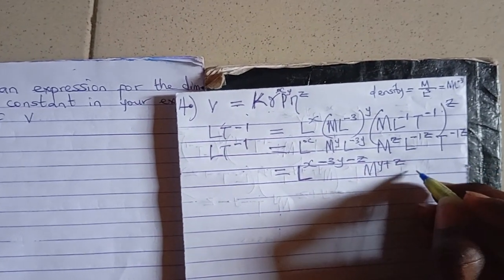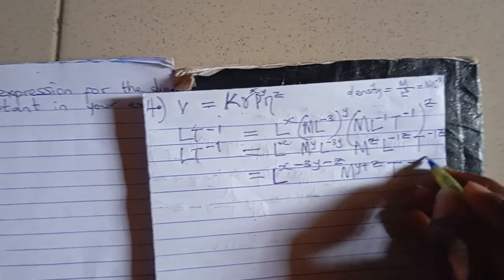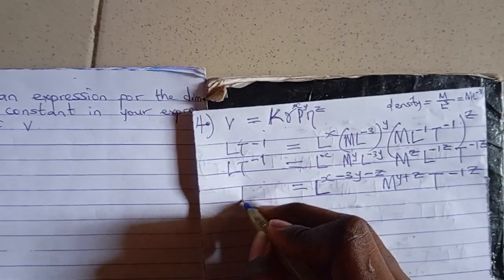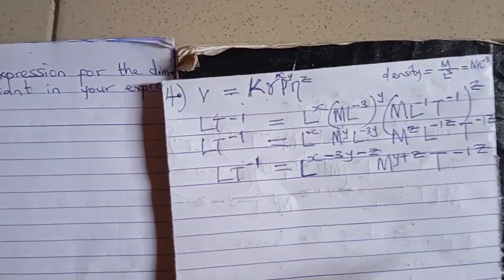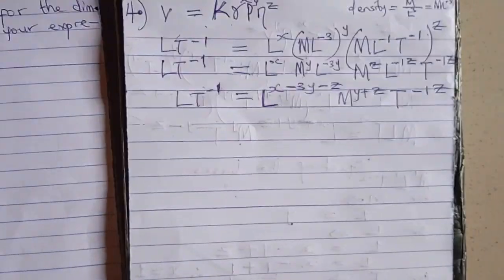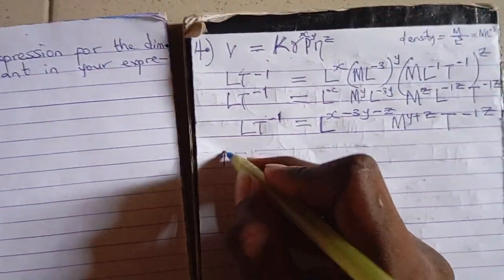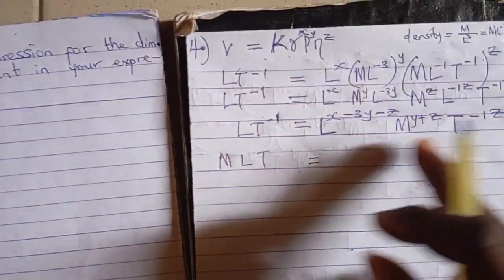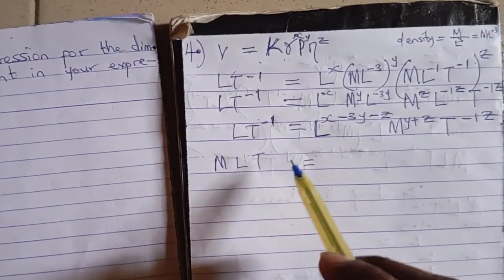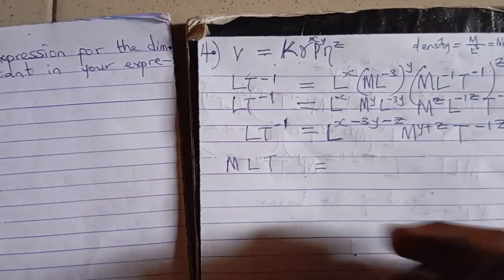T is just minus 1 times z, which is minus 1 z. So we have LT^-1. The second rule for the method of dimensional analysis is to know that on the left hand side we are supposed to have MLT, and on the right hand side we should have MLT. We should have equal MLT.